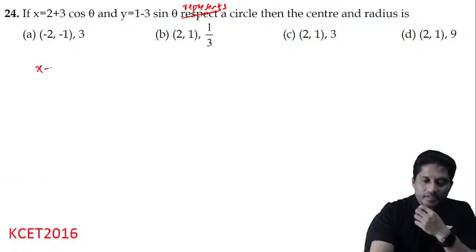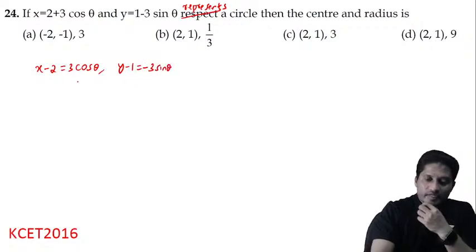I can write this as x minus 2 is equal to 3 cos theta, and y minus 1 is equal to minus 3 sin theta. Call these equation 1 and equation 2. To eliminate theta, square and add equations 1 and 2.